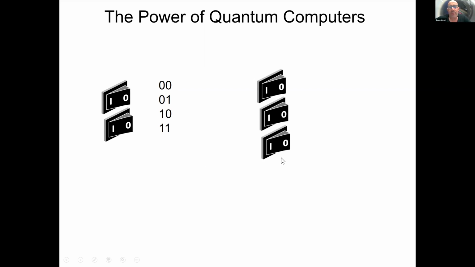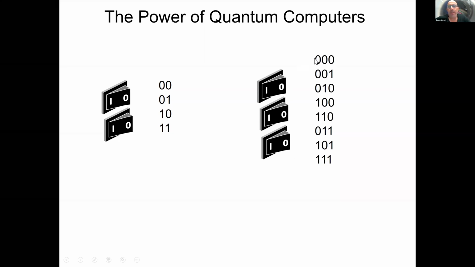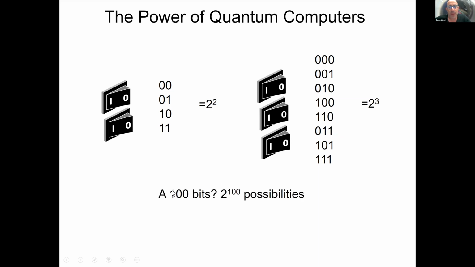What if we think of 3 bits? 3 bits, each has 2 states, and these 3 bits would have 8 different logical states they can be in. If we think of 2 quantum bits, these 2 quantum bits can be in all 4 states simultaneously. If we think of 3 quantum bits, they can be in all 8 different states simultaneously. The law here is really 2 to the power of the number of bits that we use. And if we think of 100 bits, and remember, computers today use billions of bits, 100 bits can be in 2 to the 100 different possibilities.